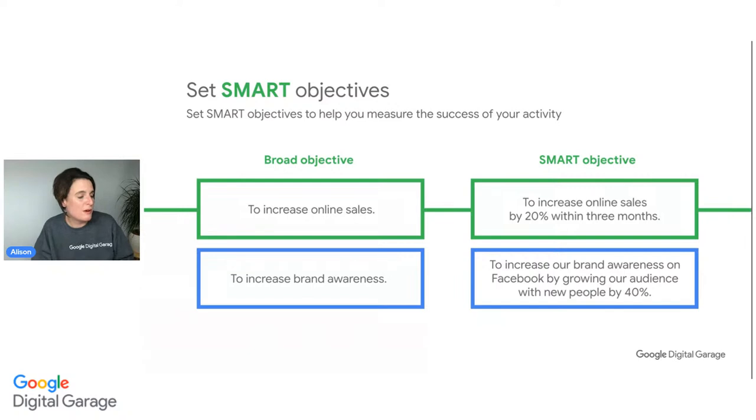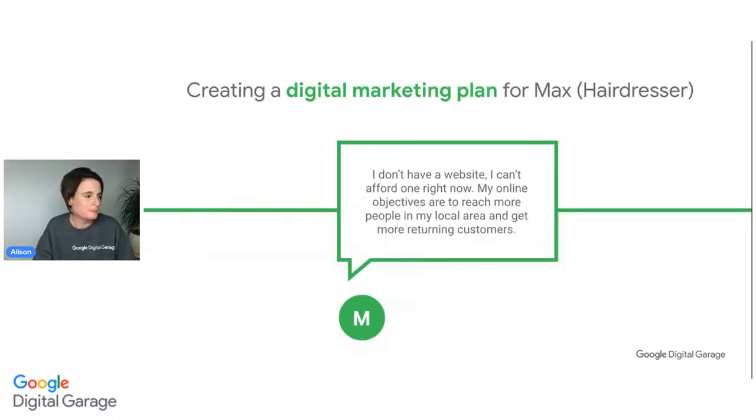Making this objective SMART would be to increase our brand awareness on Facebook by growing our audience with new people by 40%. Okay, then we can look on Facebook to see how many new people have started following our page. And I would add in there some timeliness as well, within the next 3 months or within the next 6 months or 2 weeks or however long. Give yourself a time scale that you can work towards as well.